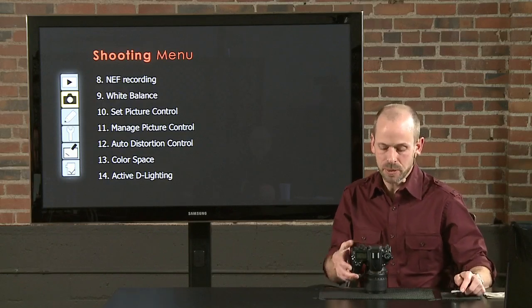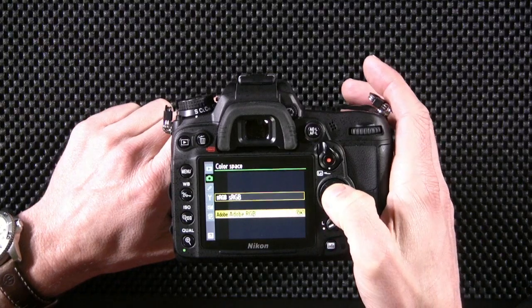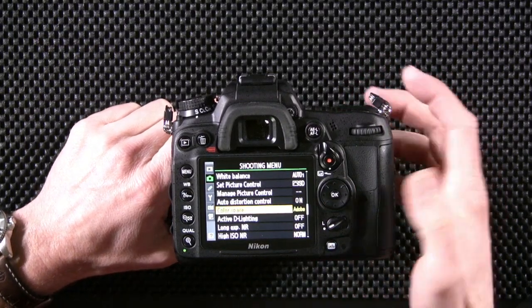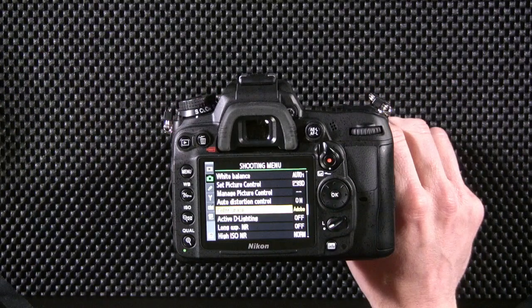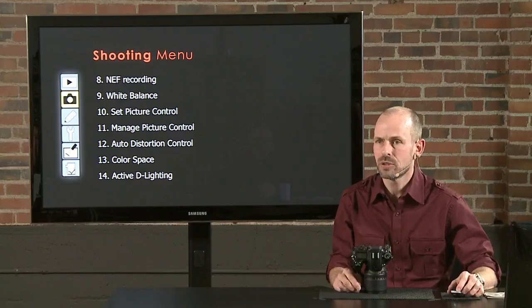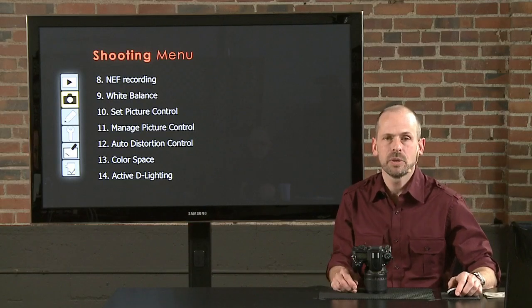Next up, color space. In this one, I would recommend going in and changing it to Adobe RGB. Adobe RGB is a wider color gamut than sRGB, and if you want to submit images to magazines and so forth, they prefer that you shoot in the widest gamut of colors so that you have the largest palette to choose from. And so that is one that I would change.